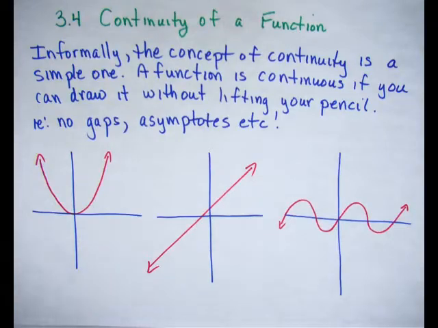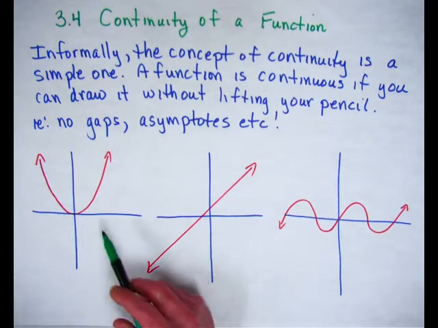In section 3.4, we're going to look at the concept of continuity of a function. Now, from an informal point of view, the concept of continuity is a very simple one. If you can draw a function without ever lifting your pencil off the paper, then you have what's called a continuous function. For example, I've drawn three different graphs here.